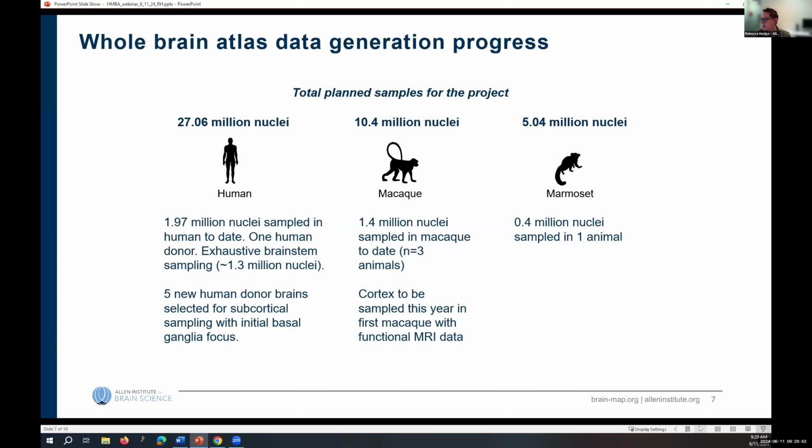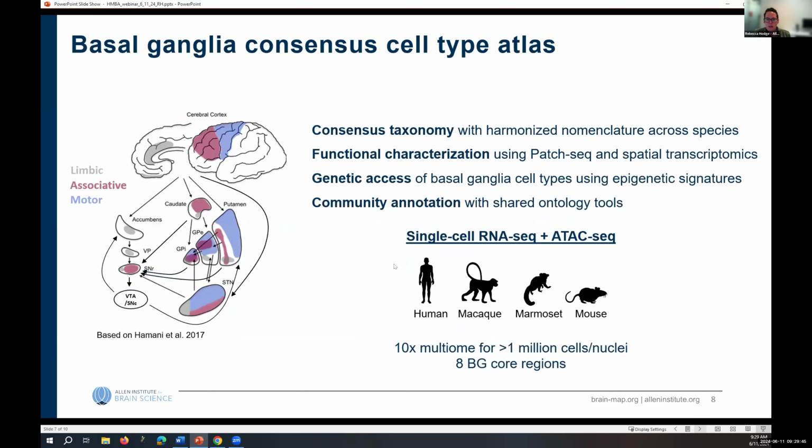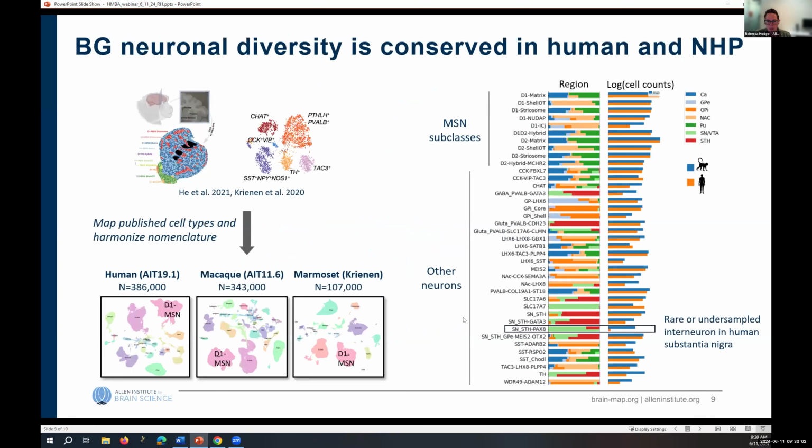A key initial focus for the group has been on basal ganglia structures, where we're aiming to create a consensus cell type atlas across human, macaque, and marmoset, as well as mouse. This is part of a larger BICAN-wide consortium effort, and we've been focusing on 8 core regions of the basal ganglia. A main goal of this work is to create atlases that use harmonized nomenclature across species to enable easy comparisons of cell types across species and to provide linkage to published work.